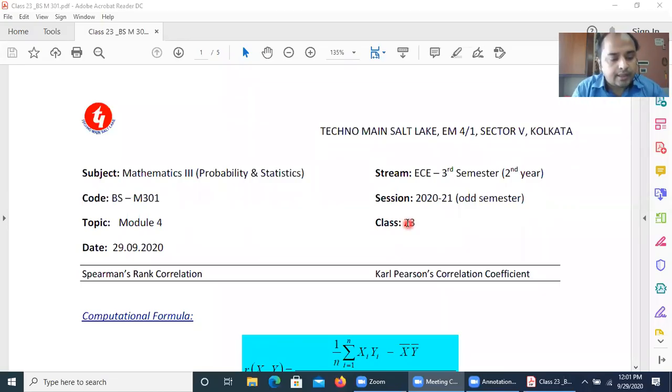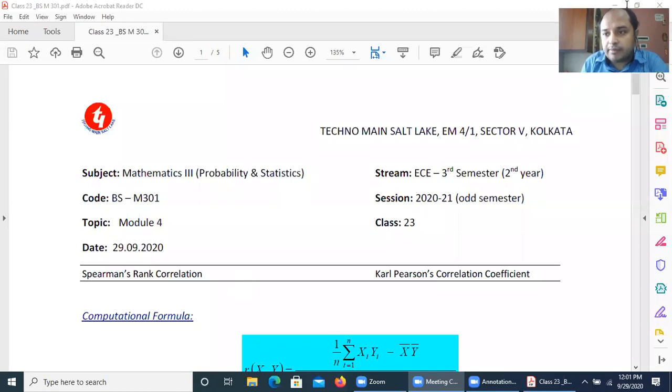My today's topic is Spearman's rank correlation, as you can see. And also besides this, I have written Karl Pearson's correlation coefficient. Now the heading is Spearman's rank correlation and Karl Pearson's correlation coefficient is written beside it. That means there must be some kind of relation between Karl Pearson's correlation coefficient and Spearman's rank correlation coefficient.